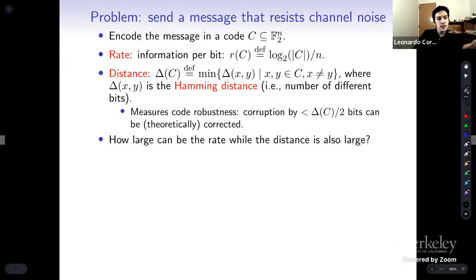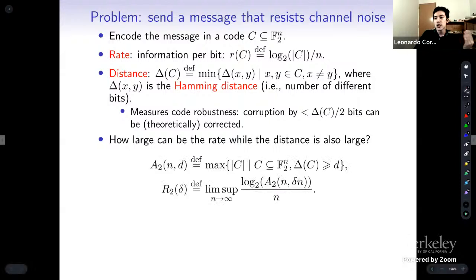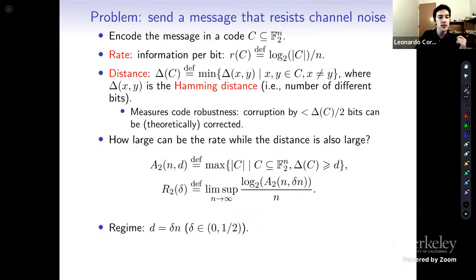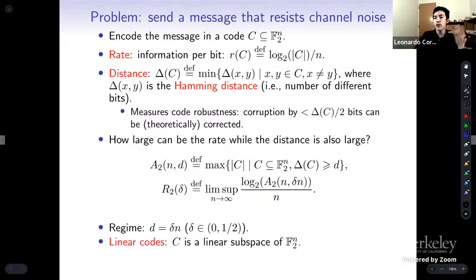We're interested in this very basic question: how large can the rate be while the distance is still large? In formulas, these are the two quantities we're interested in. A2 of n and d is the size of the best possible code of distance at least d, and R2 of delta is the best possible asymptotic rate when the relative distance is delta. We are particularly concerned with the regime where the distance is delta times n for some fixed constant delta. As you might know, we are particularly interested in linear codes. As we saw, these are just linear subspaces.